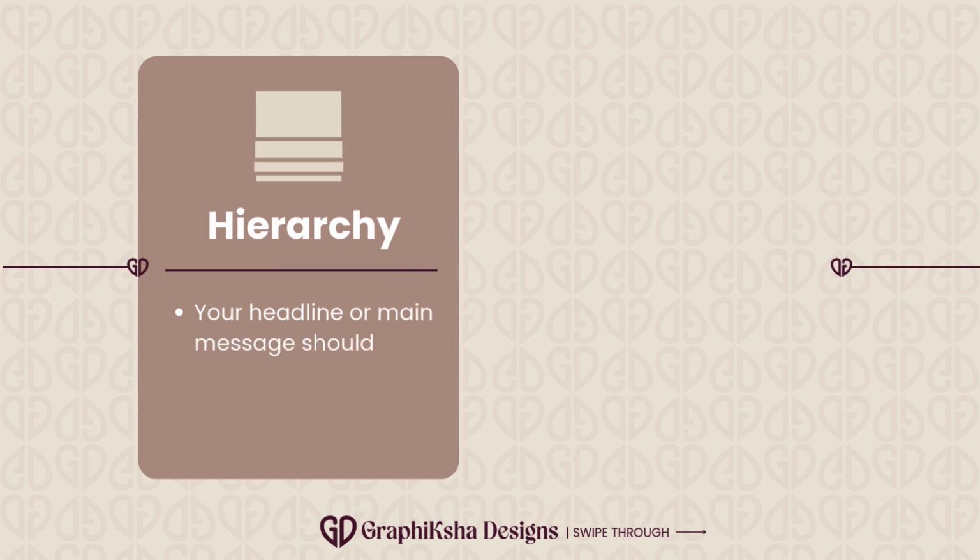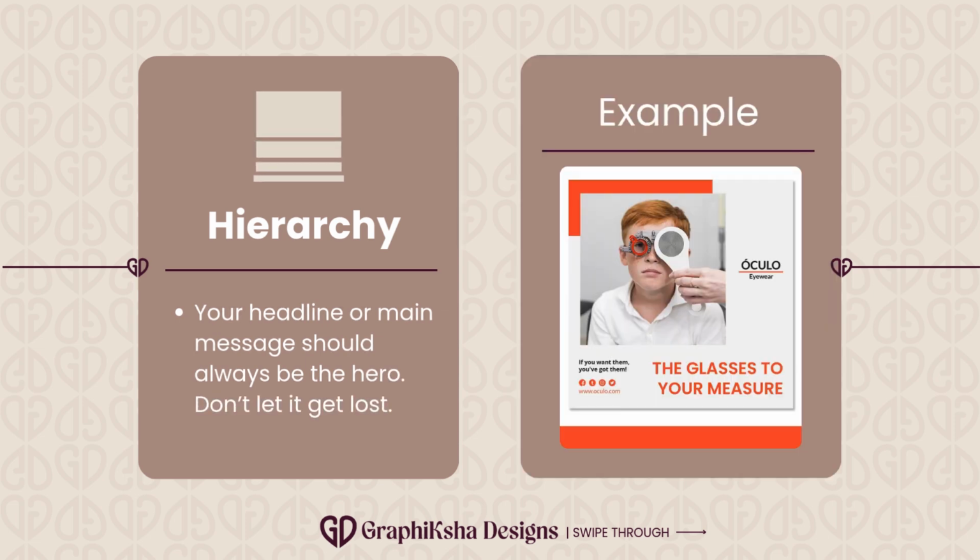Your headline or main message should always be the hero. Don't let it get lost. It should be highlighted in the post. As we can see in this example, the main message is highlighted with the brand color in bigger text and all other text is in a smaller font. The main message is that they provide proper power lenses through their glasses. So the message, glasses to your measure, is highlighted with a brighter color and all other text is in a different color and a smaller font.